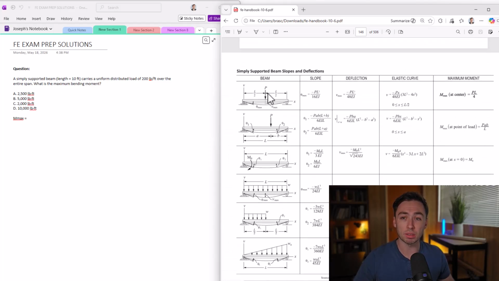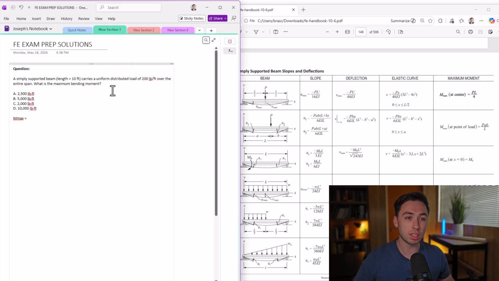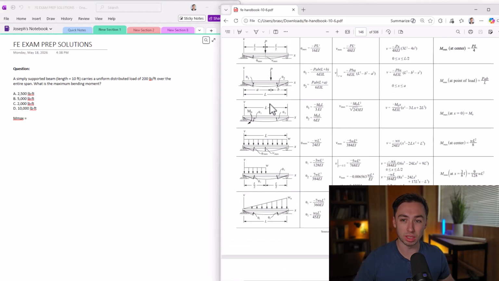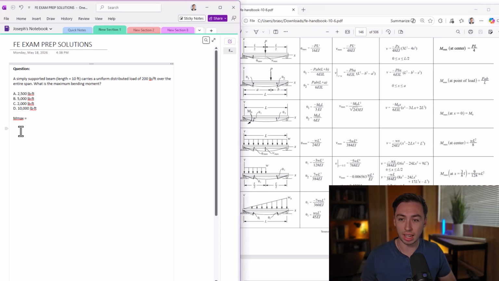So we want to find the maximum bending moment of a simply supported beam. Well, we've got one here. Why don't we go with PL over 4? Well, it's not a uniform distributed load. This is a singular load. The question is asking about a uniform distributed load. So let's scroll down. This is a uniform distributed load of a simply supported beam across the entire span, which is what it says here. And the equation we get is WL squared over 8. Is actually what we're going to be using on this problem.